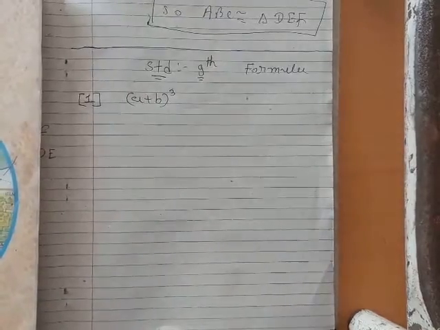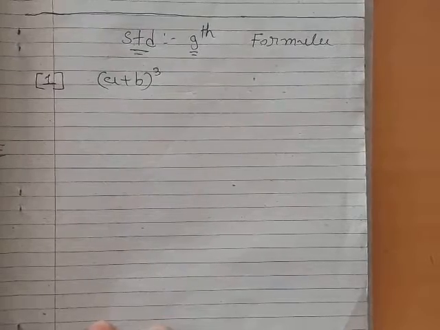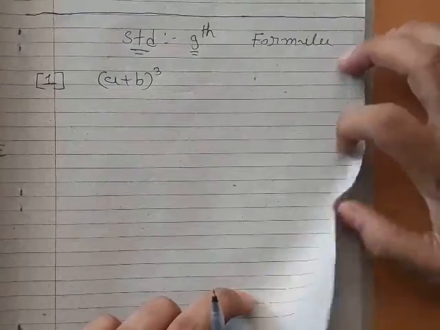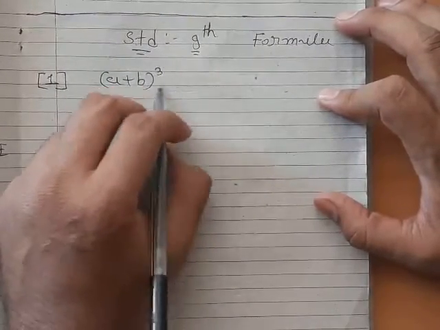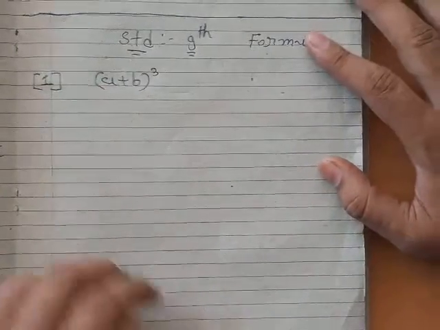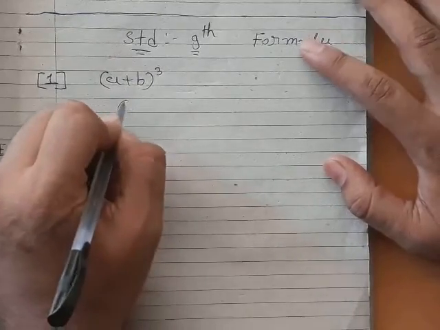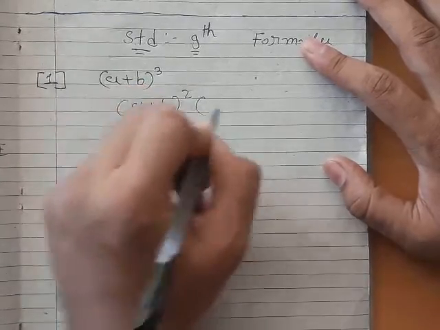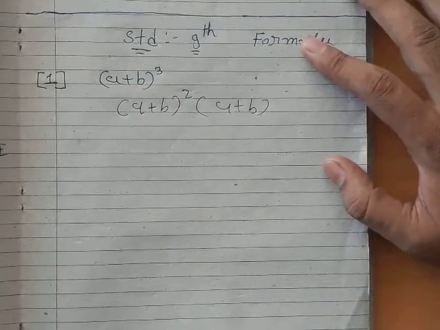Okay students, now we are going to start with the formula of (a + b) whole cube. How to derive this formula (a + b) whole cube. So let us start. Instead of cube, we know the formula of (a + b) square, so we are converting this into a square. How? Instead of cube we can write (a + b) square into (a + b). We can write this.